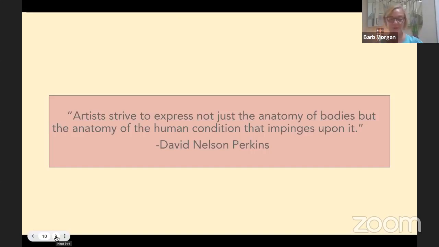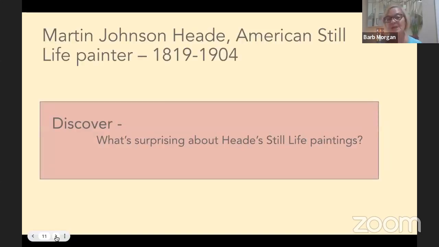So there we go. Now my next artist is going to be Martin Johnson Heade. And again, many of you are familiar with him as a still life painter. He was born a few years before Peale passed away, so they kind of crossed over a little bit, but he lived until 1904. As we ponder him and his works, I have another question: what's surprising about his still life paintings? Hopefully we'll have a couple people who are willing to share their thoughts on that question.